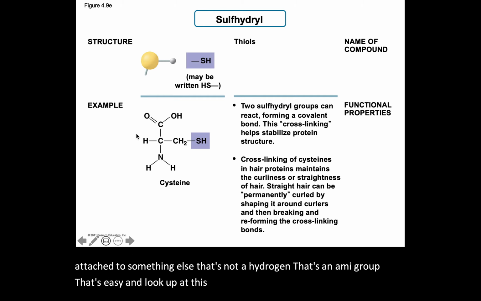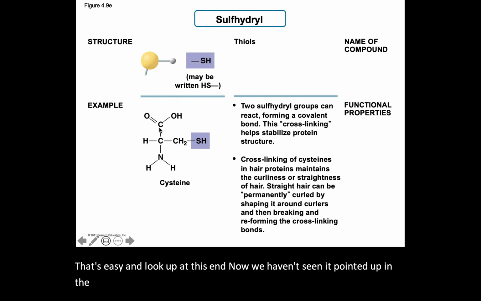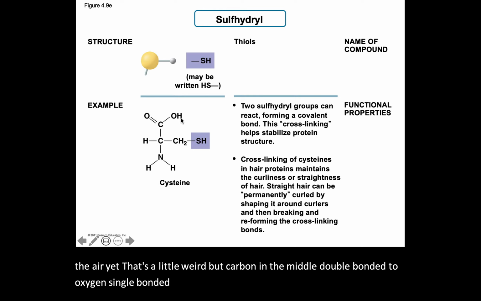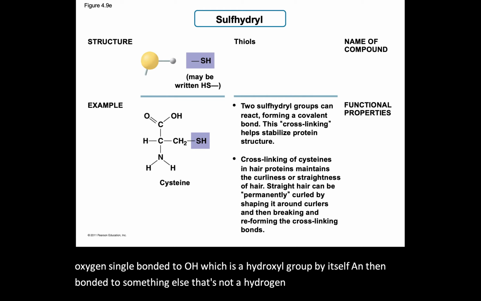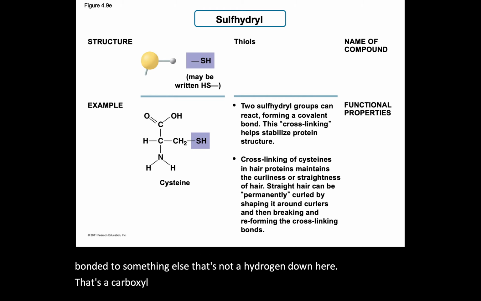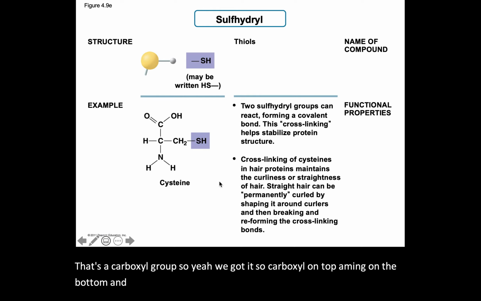Now we haven't seen it pointed up in the air yet. That's a little weird. But carbon in the middle, double bonded to oxygen, single bonded to OH, which is a hydroxyl group by itself, and then bonded to something else that's not a hydrogen down here. That's a carboxyl group. So yeah, we got it. So carboxyl on top, amine on the bottom, and sulfhydryl over here. And together the whole thing is called cysteine, the whole molecule.